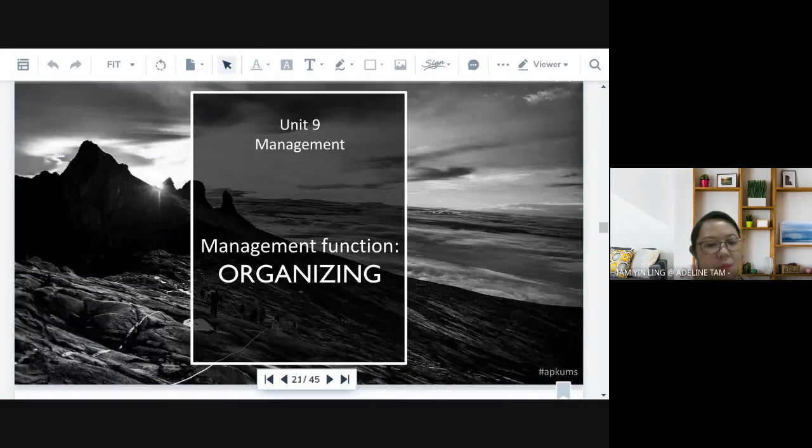So we are planning what to do by setting the objective. The next step after planning is organizing. Under the management functions, the first function is planning, and organizing is the second function. So today we are going to look at organizing, the second function of management. We also look at leading and controlling, so we are looking at three functions of management. We are going to complete management unit 9 this week.